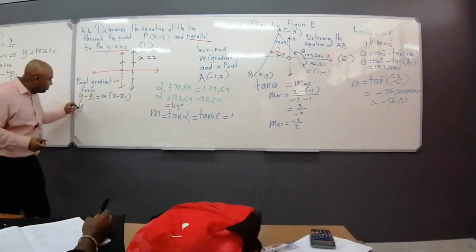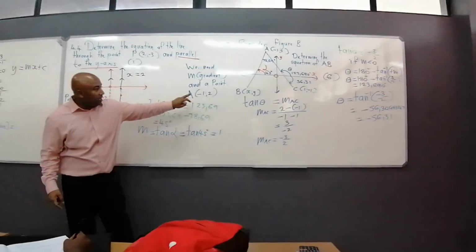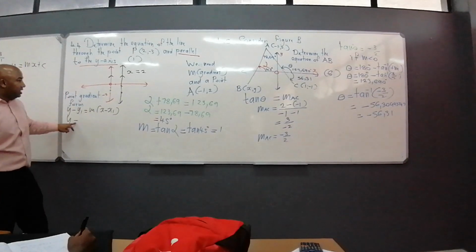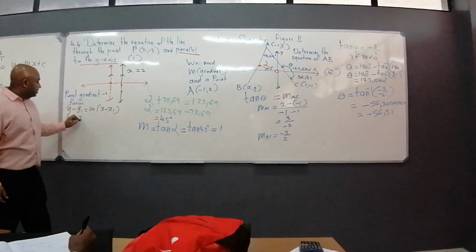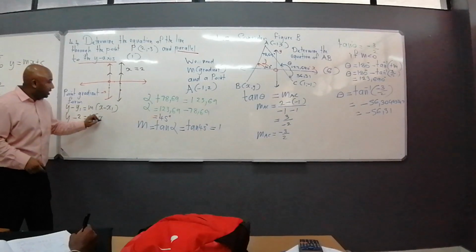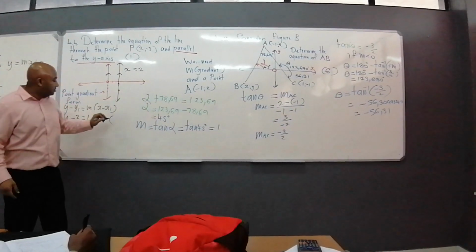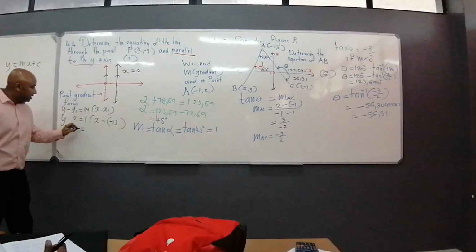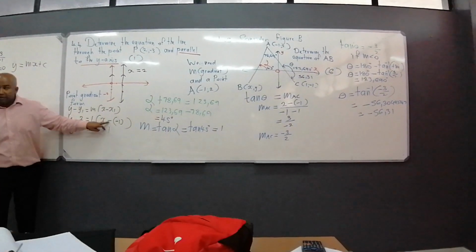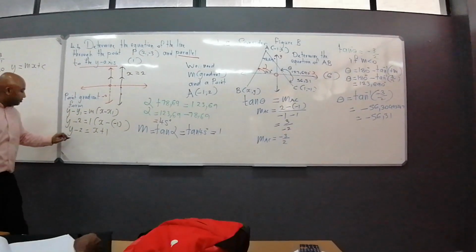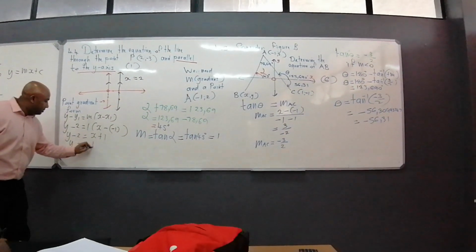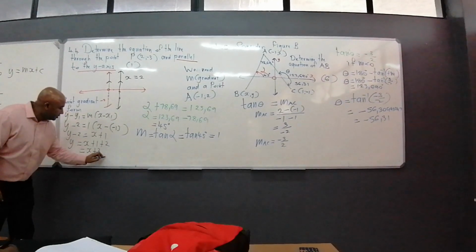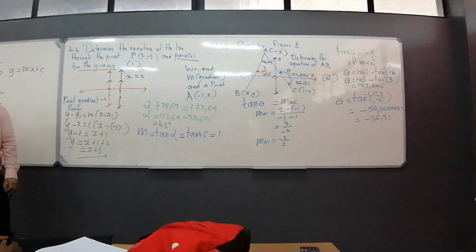So I'm going to go y minus y1 is equal to m into x minus x1. This is my y1 and this is my x1. So y minus 2 is equal to x plus 1, because minus times minus will give me a plus. And then y is equal to x plus 1 plus 2. So y is equal to x plus 3. And that was your 6 marks there.